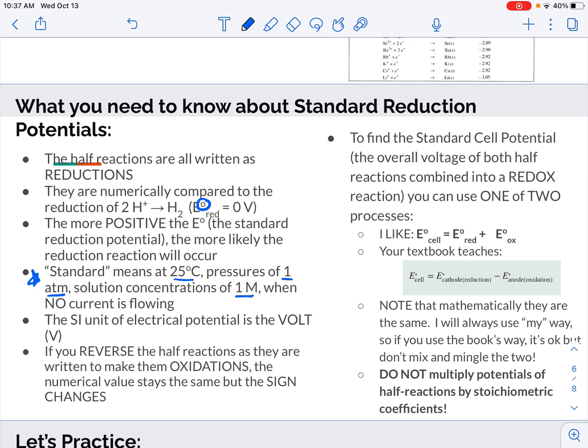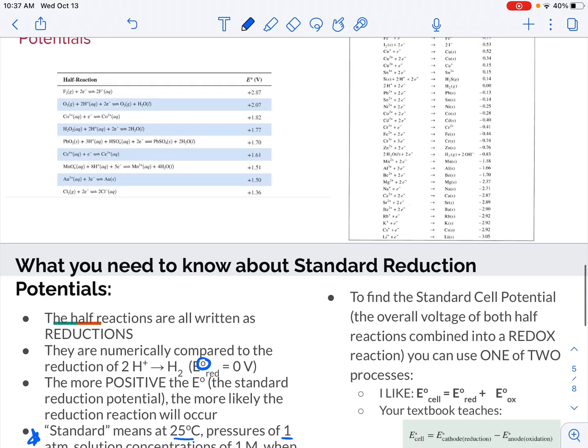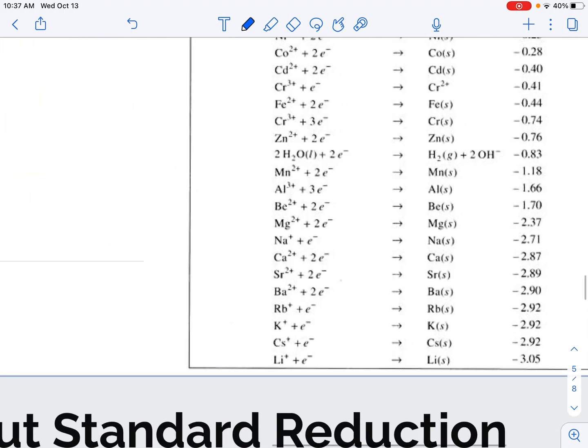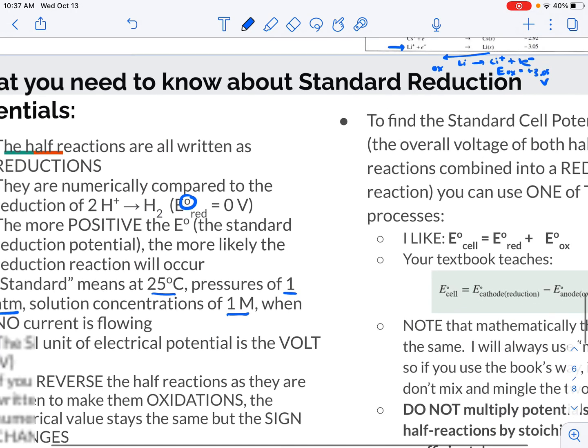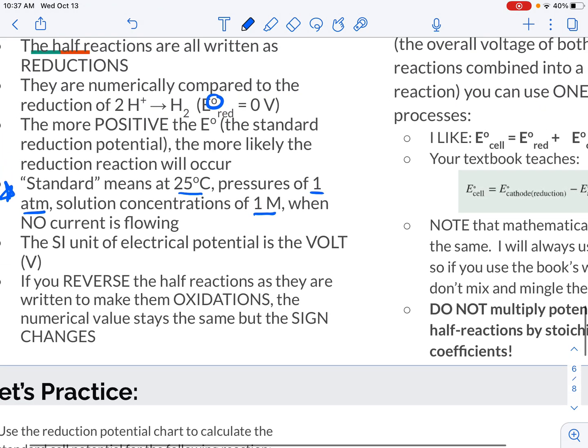Something else that you need to know is that you reverse the half reactions to make them oxidations. So if you're looking at these reactions, you can say, I want to say that this is the reduction of lithium ions to lithium, but if I come this direction, now I have lithium forms lithium ions and an electron, and it's now an oxidation reaction. So in order to make this an oxidation potential, we keep the same number, but change the sign. Okay, so this is something really important to think about because you'll do this a lot. So if you reverse the half reaction, it becomes an oxidation and the sign becomes the opposite of the sign.